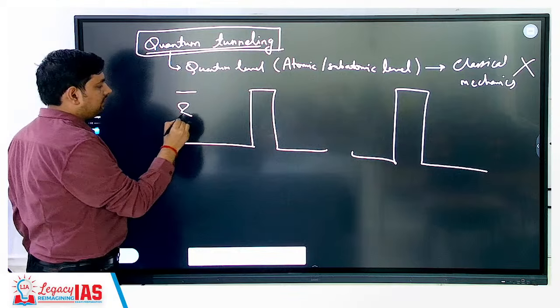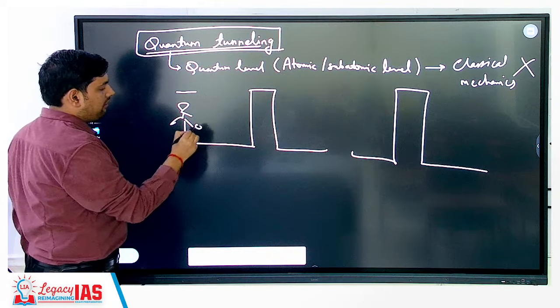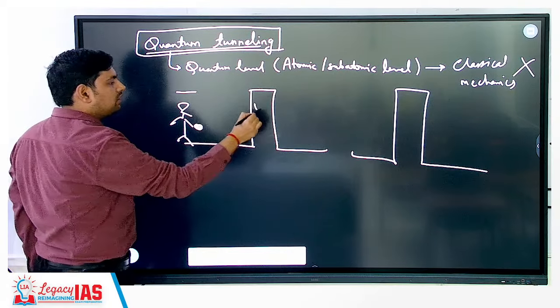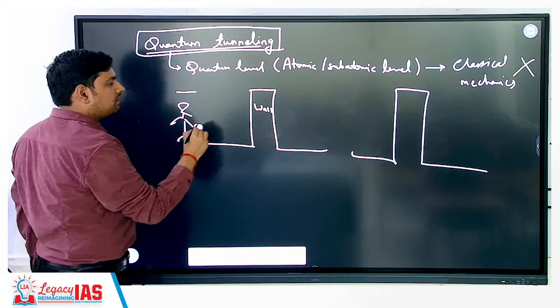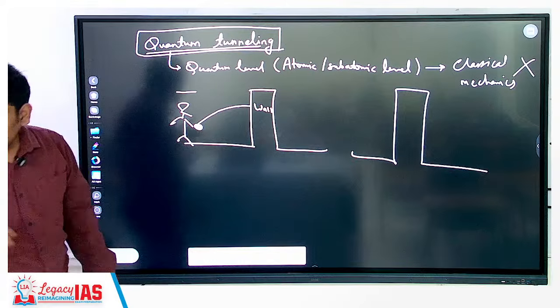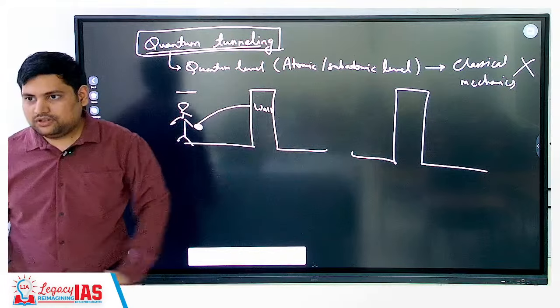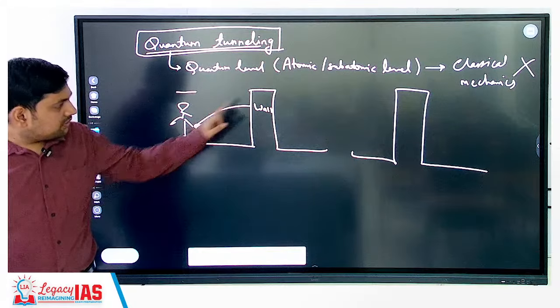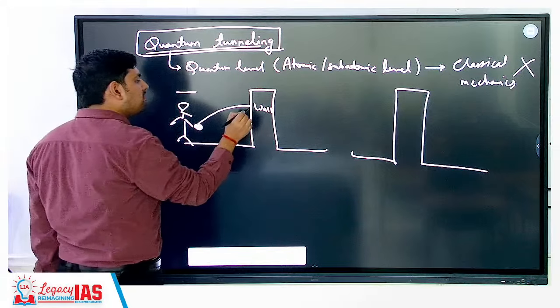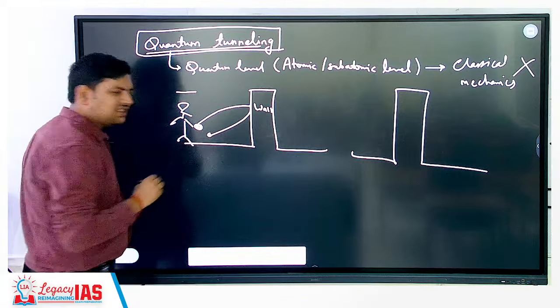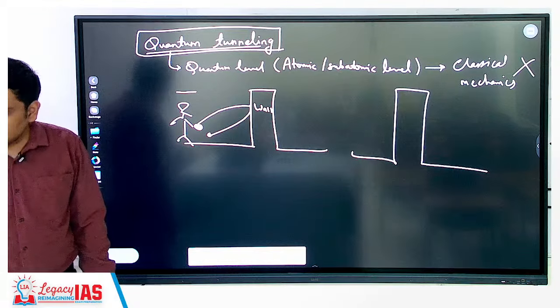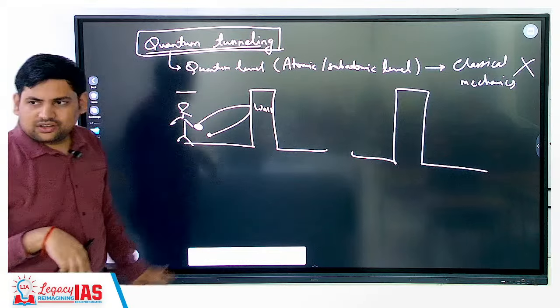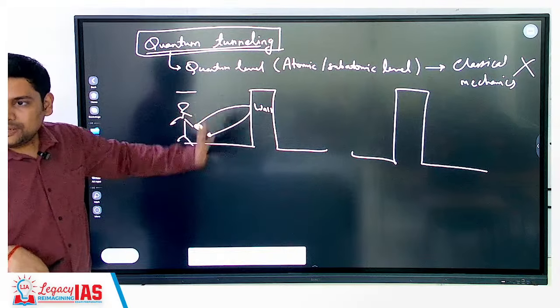This is a guy. This is a ball. He throws the ball. Now he's a small kid, he cannot throw it beyond. Not possible for him. Now, if he throws the ball at the wall, what will the ball do? It will come back like this. Correct? It will bounce back towards him. This is what happens in normal mechanics.